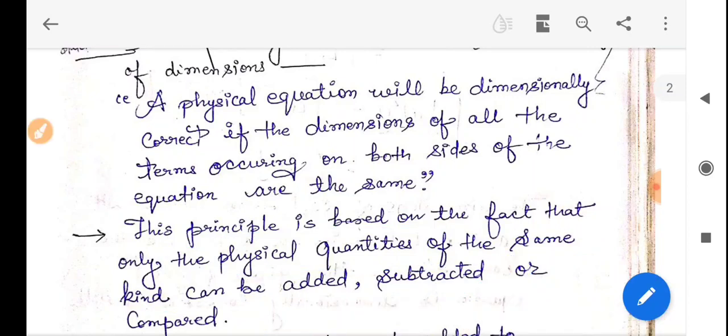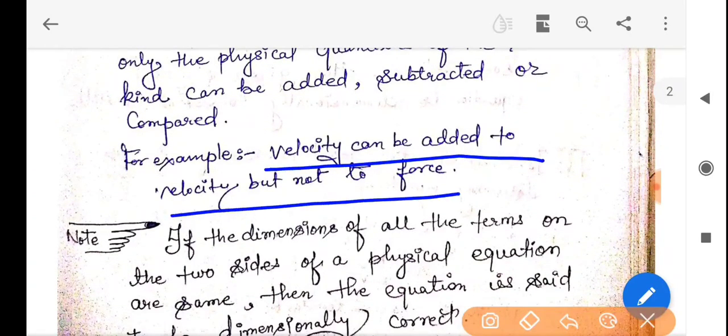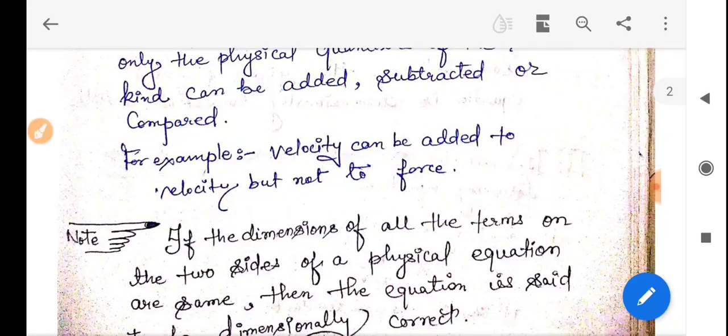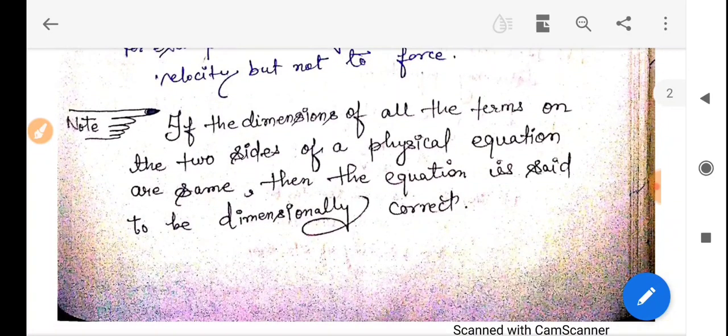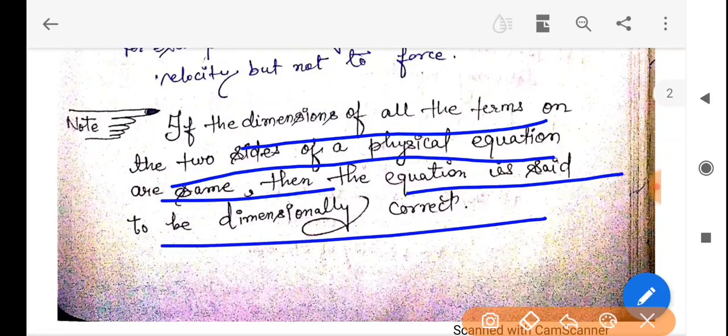Okay, dear students, let's proceed. For example, velocity can be added to velocity but not to force, because force is not similar to velocity. Velocity is similar to velocity, so you can add velocity with velocity but not with force. Next, if the dimensions of all the terms on the two sides of a physical equation are the same, then the equation is said to be dimensionally correct.